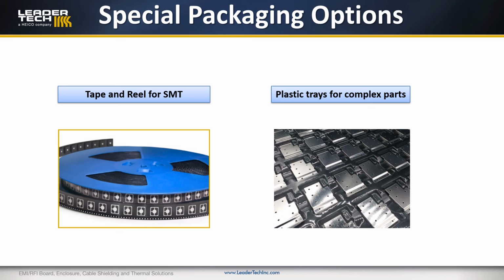If a shield is very complex or larger and it won't fit in tape and reel, we like to put them in a plastic tray. So you can see on the right that this is a thermoformed plastic tray. And what that does is it helps protect the part in shipping. Again, the shields are generally somewhat fragile or delicate, so we have to make sure that they make it to you intact.